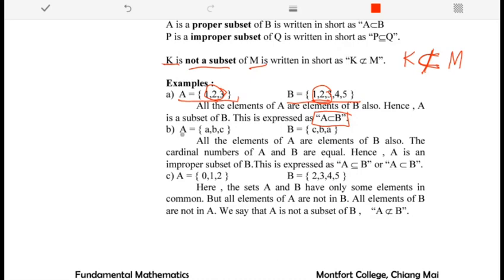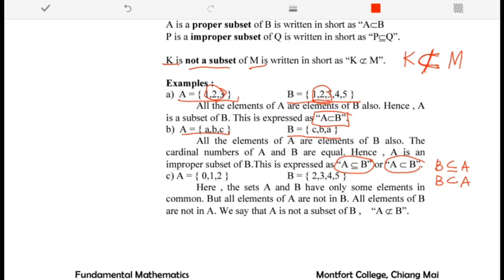Okay, that's it. For letter B, set A is the set of A, B, and C, and your B is the set of C, B, A. Now here, your A and B are equal sets because the elements are the same. The only difference is the elements are not in the same order, but still they are the same or they are equal. Therefore, we can say that your A is an improper subset of your B, or simply your B is an improper subset of your A. We can also say that because they are the same set, right?